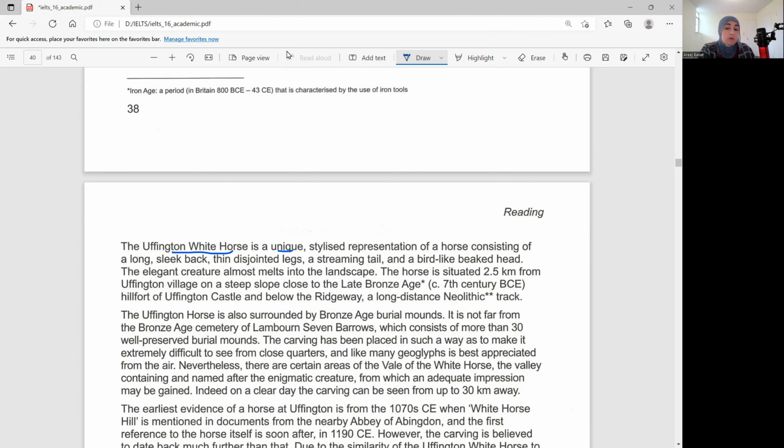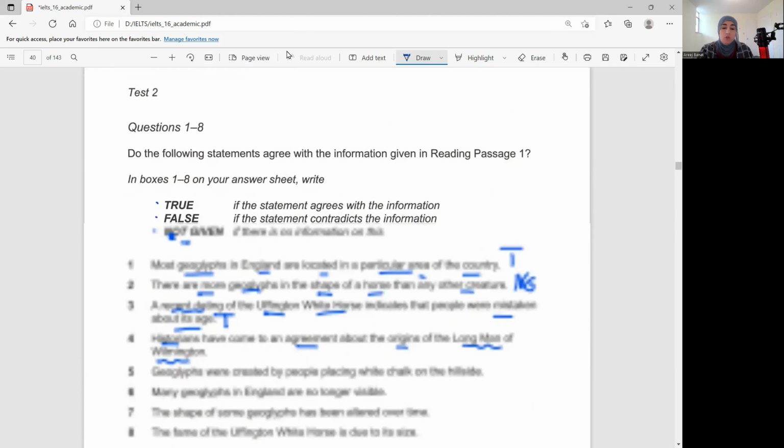I'm still looking here. So if I continue reading about the horse, they talk about what? How big the size is, how far it is, where the location is, what age it was probably made, etc. Nothing talks about how famous it is, or why it was famous. If I continue reading here also, I will not find any information about that. So what is my choice? I would choose here then not given.